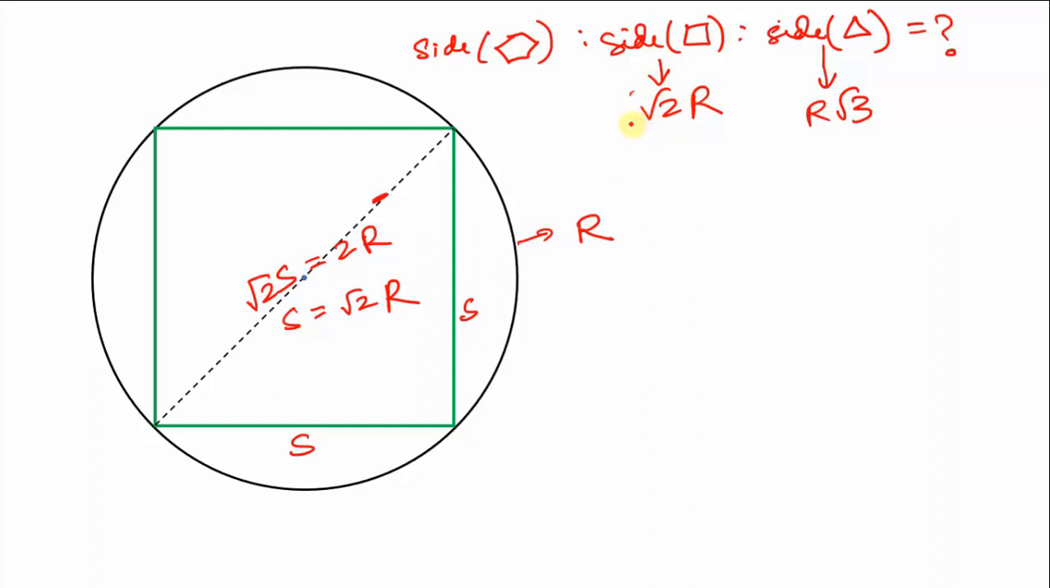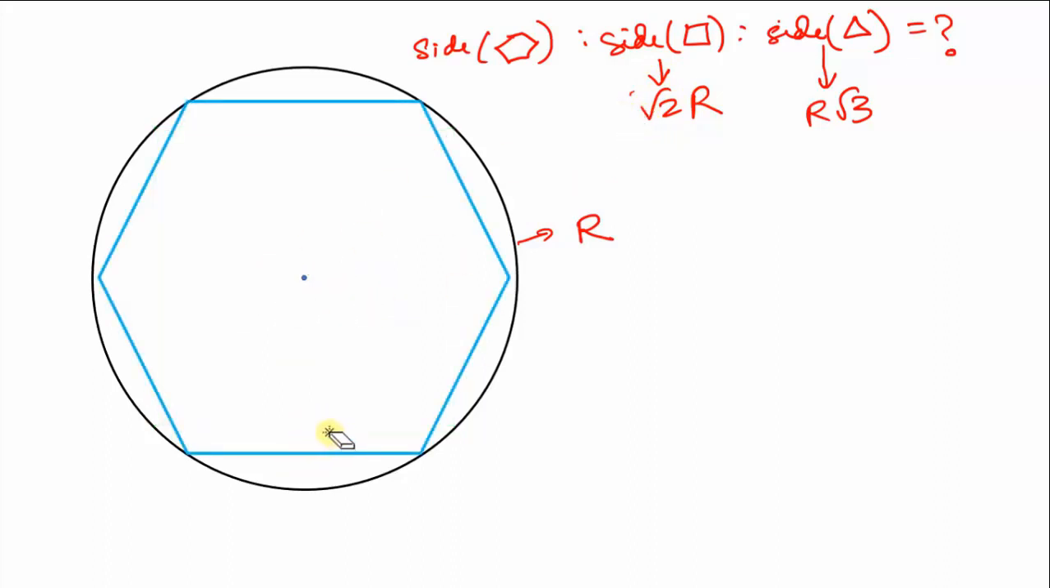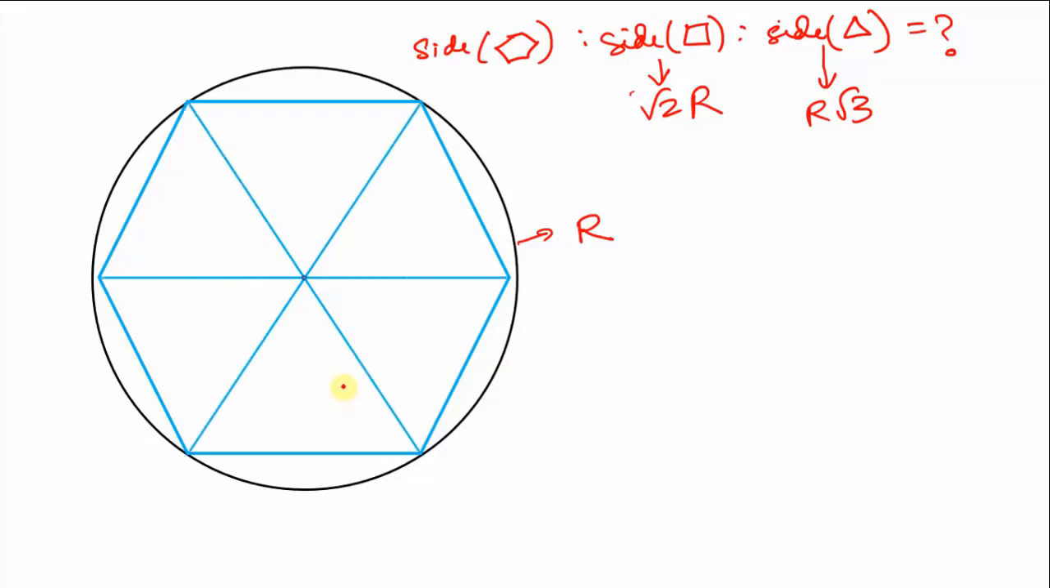Last but not the least, the hexagon. This hexagon can be divided into 6 equilateral triangles. This is the center of the hexagon as well as the center of this circle. So this side of one equilateral triangle is nothing but the radius of the circle. And as it is an equilateral triangle, all these sides will be equal. So the side of the hexagon is nothing but r units. The side of the hexagon is r, and their ratio will come out to be 1 is to root 2 is to root 3. Moving on to another question.